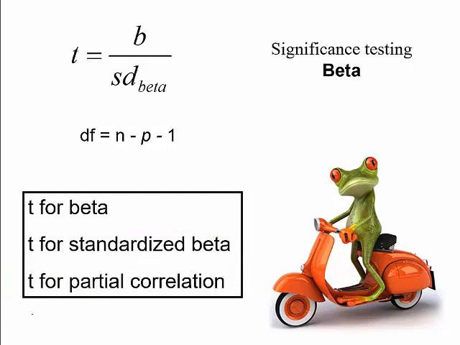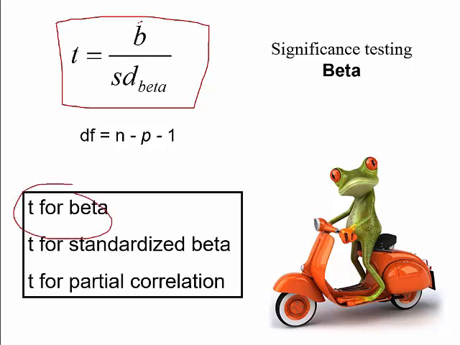So if betas, standardized betas, and partial correlations are all effect sizes, how do you test the significance of that effect? We will test the significance with a t-test. So the t-test will be our inferential statistic. And as always, a t-test is where you take a statistic divided by its standard error. So if I want to get the t-value for my beta weight, I just take my beta weight divided by its standard error.